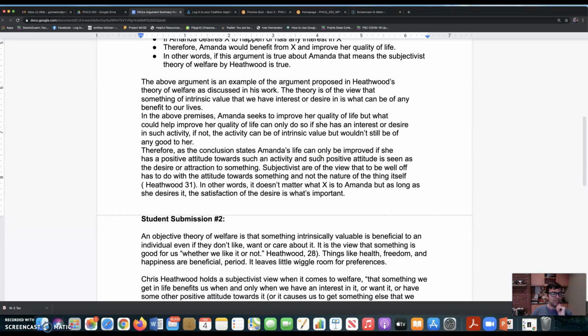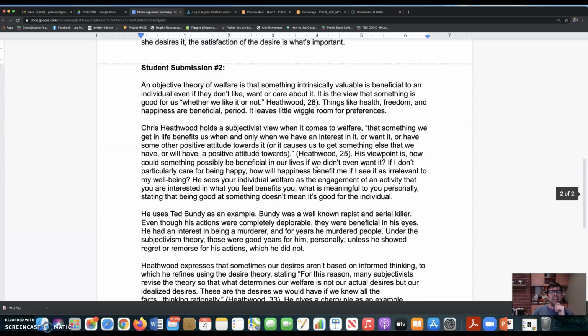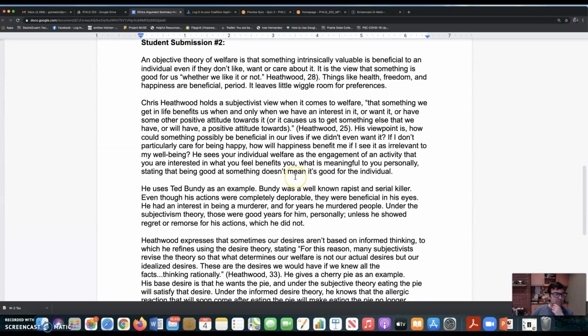Okay, the second submission then. An objective theory of welfare is that something intrinsically valuable is beneficial to an individual even if they don't like, want, or care about it. I like this opening, a reference directly to Heathwood, and a reference to the theory that Heathwood is rejecting, okay? Things like health, freedom, so putting it into context, that's nice.